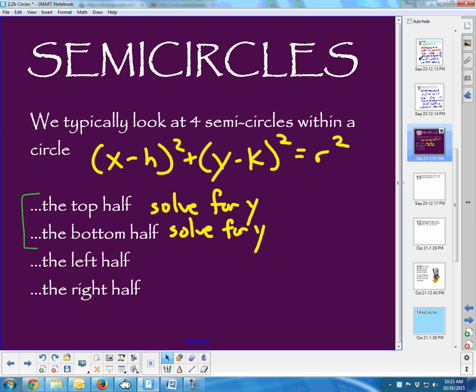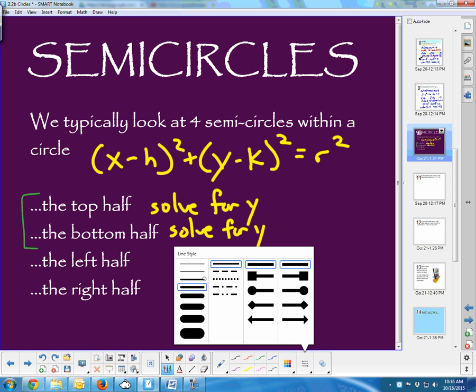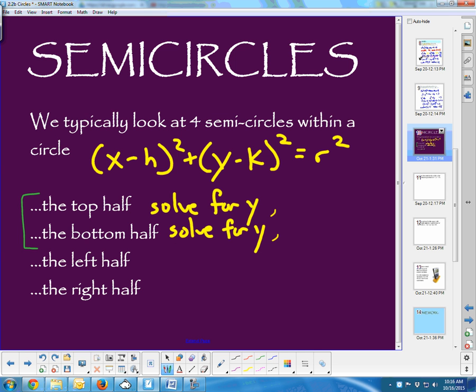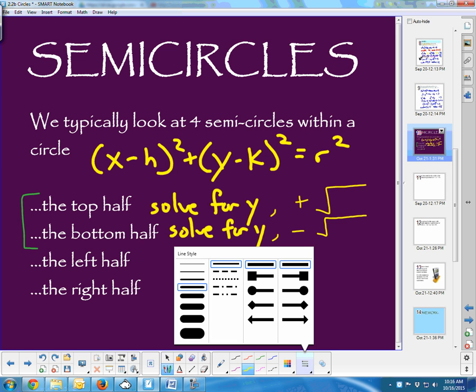Now you'll notice that the standard equation is quadratic in nature. At some point, we are going to need to take a square root. So when we do that, we end up with plus or minus the square root. Now, to separate the top half from the bottom half, you just take the particular root. The top half would have the larger y coordinates, so we're going to keep the positive square root. The bottom half is going to have the smaller y coordinates, so we'll take the negative square root. And so those will give us the two vertical halves, the top half or the bottom half.